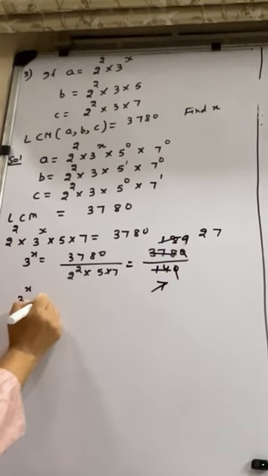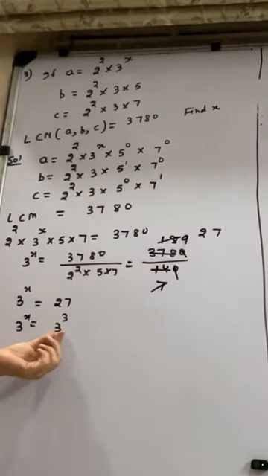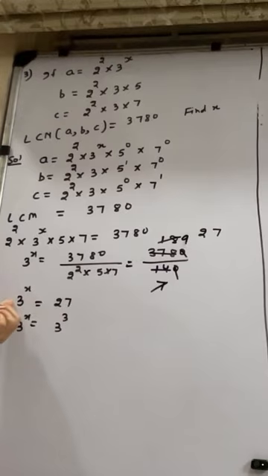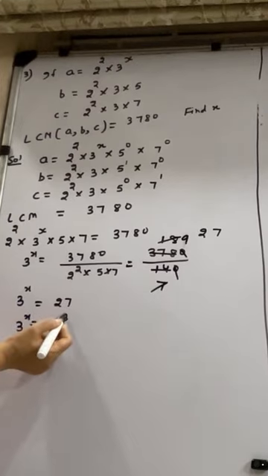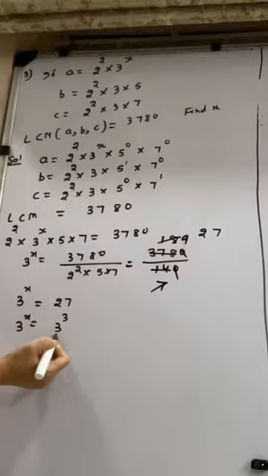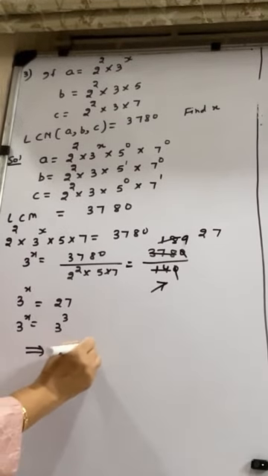So 3 to the power x is 27. Since the base is 3 on this side, can I write 27 as 3 to the power 3? Why am I writing it in the form of 3? Because here the base is 3. Exponent law: if the bases are the same, then definitely the powers must be the same. Only then will these two sides be equal. So what is the value of x? This implies the value of x is 3.